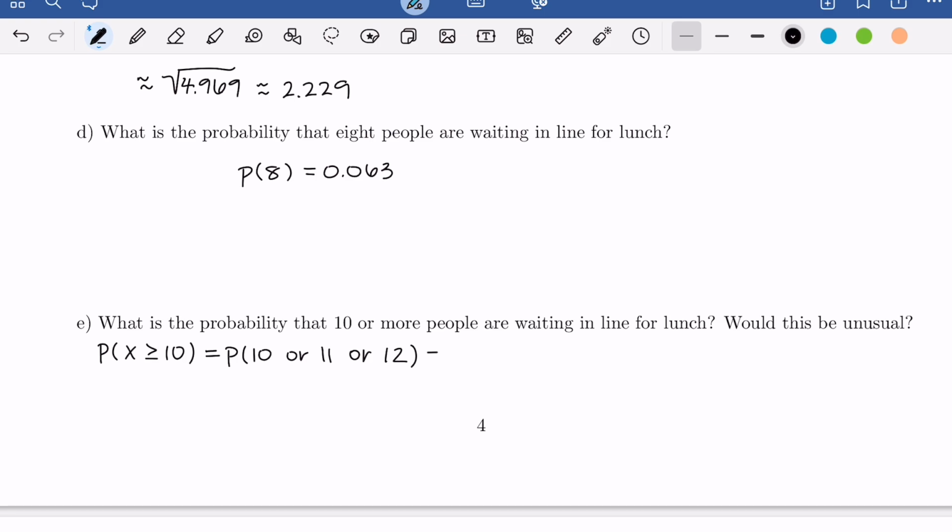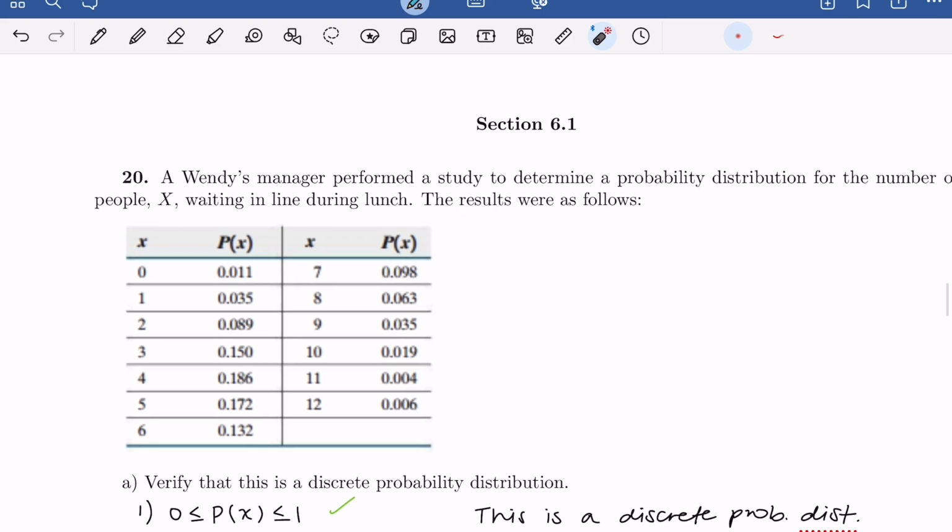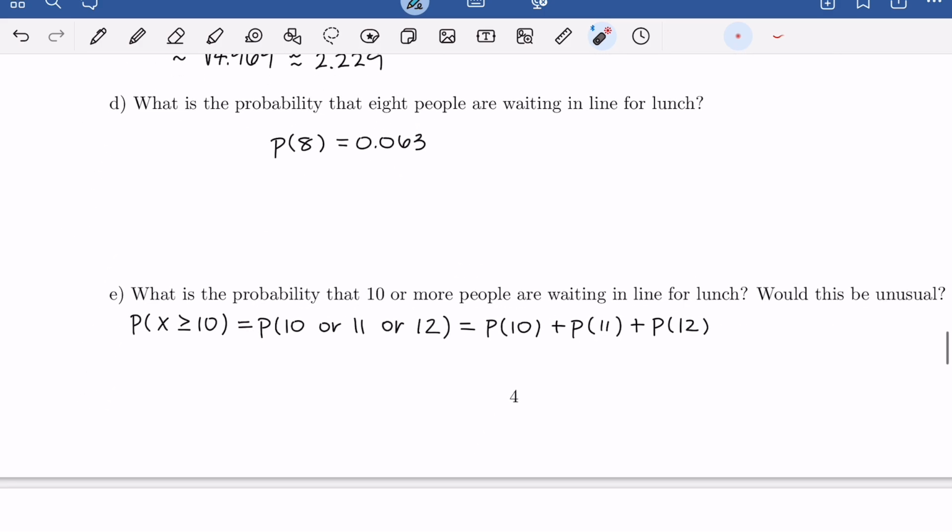So in order to find this, we know from our last section that this is going to be the probability that 10 people are waiting in line plus the probability that 11 plus the probability that 12 people are waiting in line. And we can find this just by going back up to this table here. So we're going to take the probability of 10 people, 0.019, plus this one for 11 and 12 people.